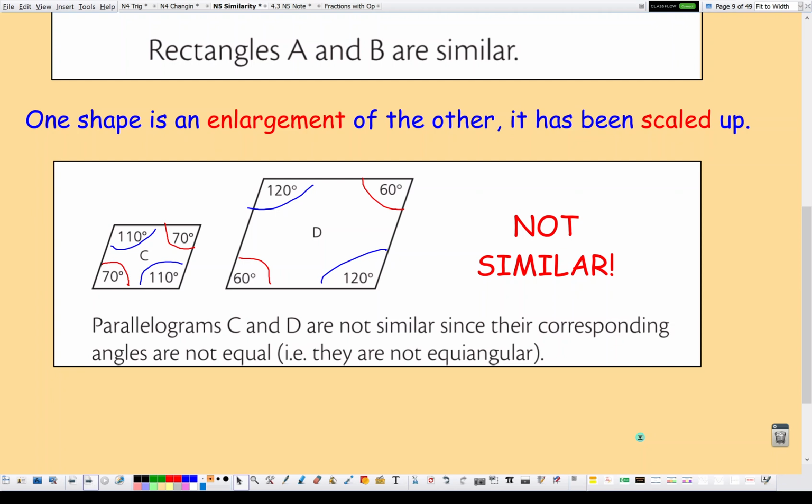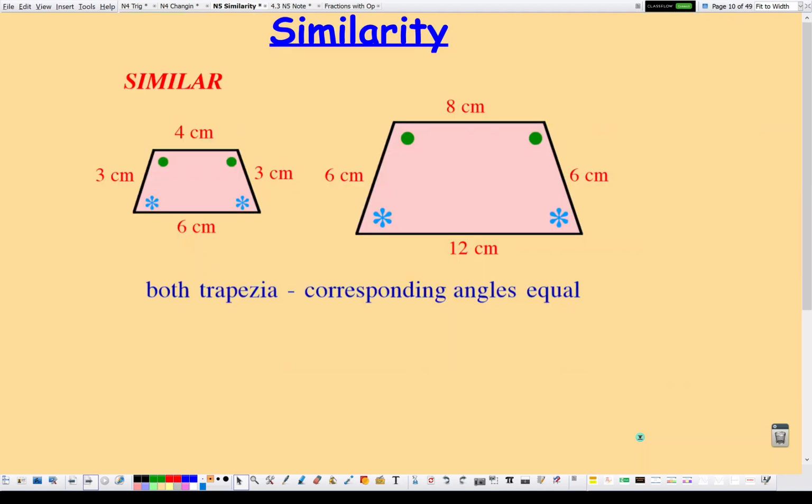Okay, so before we get on to the actual printed notes, I just wanted to show you a few examples. I don't want you to copy these down, so just watch me go through these, and this should hopefully be a good introduction here.